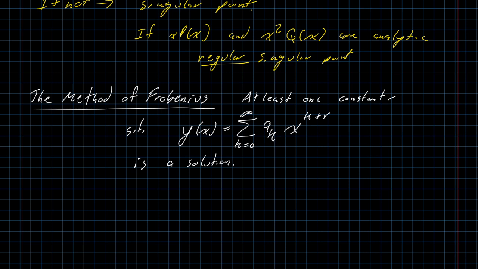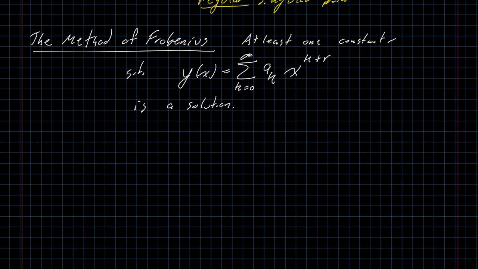The method of Frobenius tells us to take this solution, plug it into the differential equation, play around with it, see if we can figure out the value of r that gives us that solution, and then use that to find our recurrence relation the same way we did dealing with the power series solutions before.